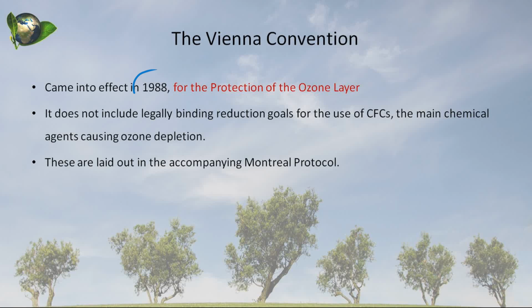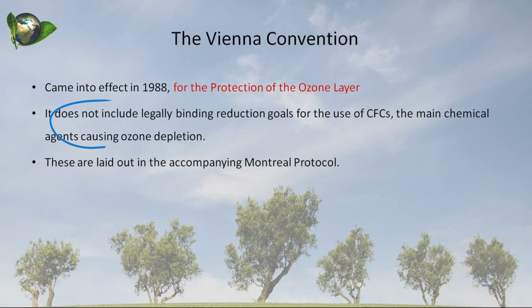It came into effect in 1988 for the protection of the ozone layer. So the simple question which comes is, Vienna Convention is related to what? The reduction of greenhouse gas emissions or whatever it is, but it is overall for the protection of the ozone layer. So you have to remember that. Don't get confused. Indirect things do not work. Vienna means ozone, nothing else.